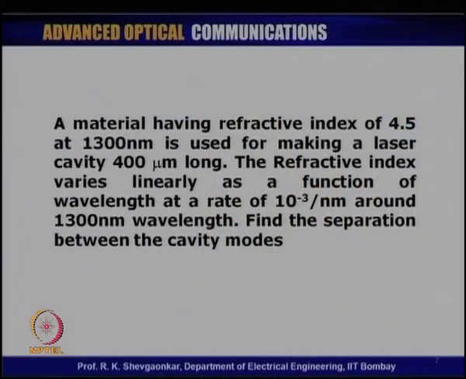A material having refractive index of 4.5 at 1300 nanometer is used for making a laser cavity 400 micrometer long. The refractive index varies linearly as a function of wavelength at a rate of 10 to the power minus 3 per nanometer around 1300 nanometer wavelength. Find the separation between the cavity modes.